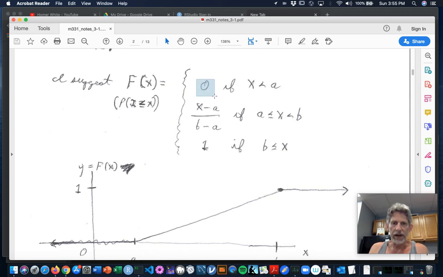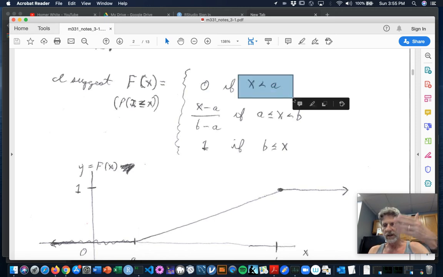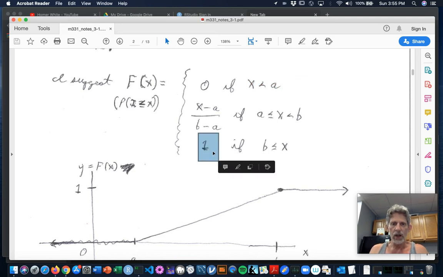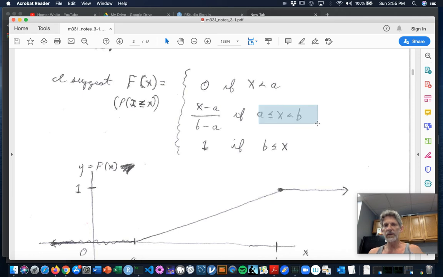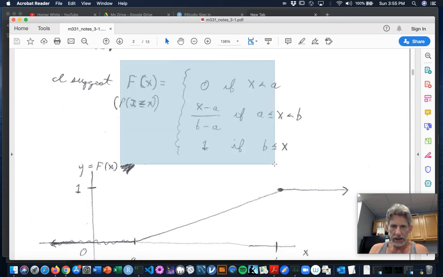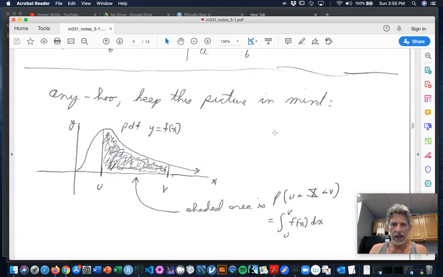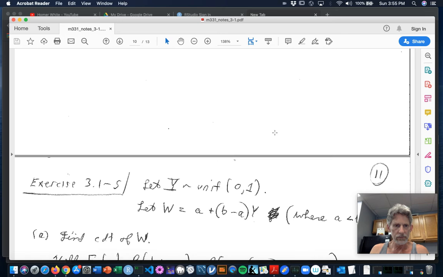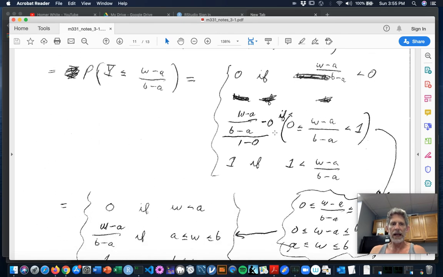And it had the value 0 if x was less than the left-hand endpoint, had the value 1 if x was bigger than the right-hand endpoint, and it had x minus the left hand over the right hand minus left hand if x is between the left and right hands. So keeping that in mind, let's head back down and apply it, okay? Now, Y is uniform 0, 1. So left-hand endpoint is a 0, right-hand endpoint is a 1.